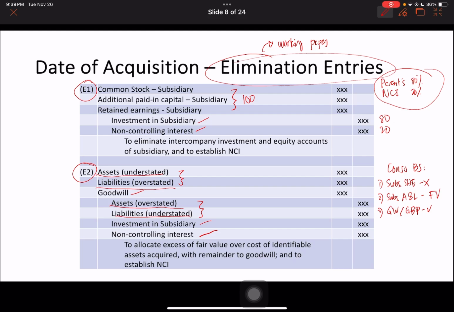Recall that under stock acquisition, goodwill or gain on bargain purchase are not recognized separately in the parent's books. Hence, under stock acquisition, we can only find goodwill or gain on bargain purchase in the consolidated balance sheet. Fourth, investment in subsidiary account is eliminated. And lastly, fifth, NCI is recognized. NCI can only be found in the consolidated balance sheet, not in the separate books of the parent nor the subsidiaries.